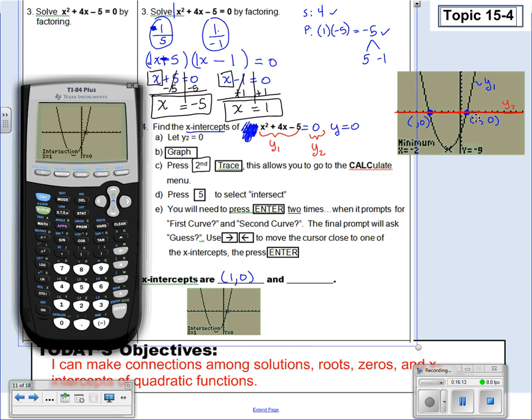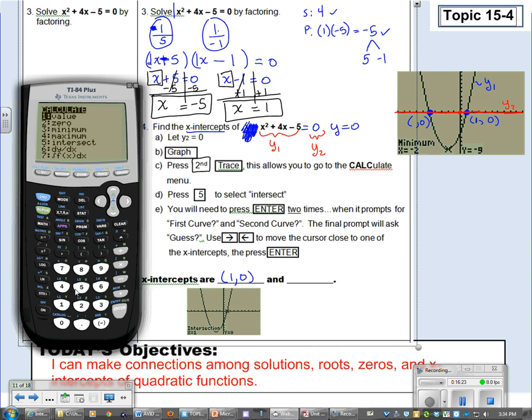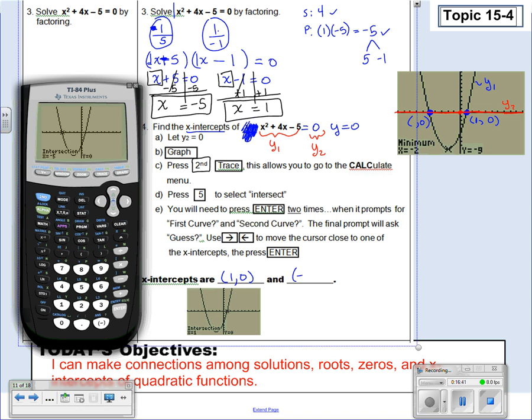So we just found the one that's on the right. We know it's 1, 0. Now we need to find the one that's on the left. We're going to do the same steps from C on. So second, trace, number 5, press enter twice. So first curve, enter, second curve, enter. Now my guess, I've already done the one that's on the right, so I'm going to arrow over and get the one that's on the left. Put it on it as close as I can, press enter. Our second intersection is -5, 0. So we know that the second point is -5.